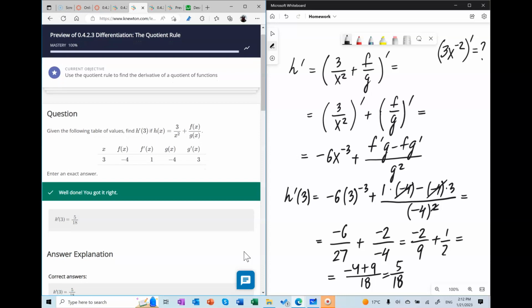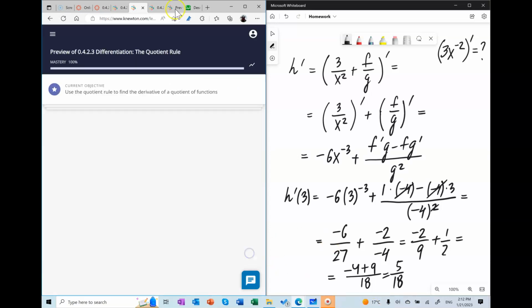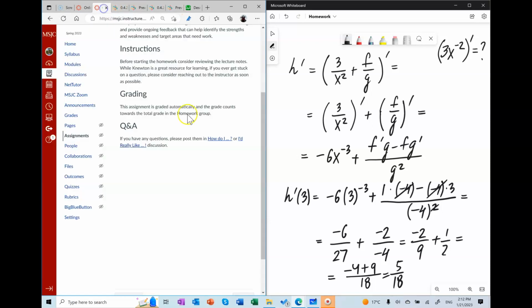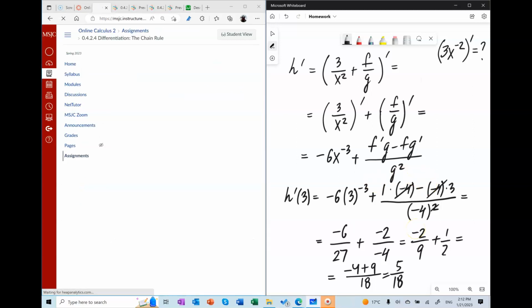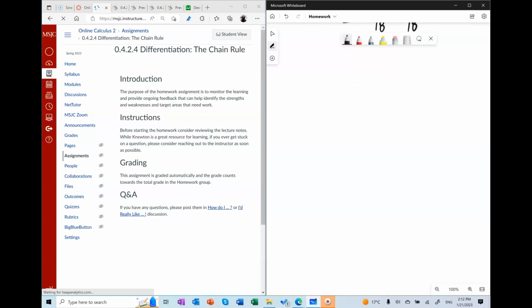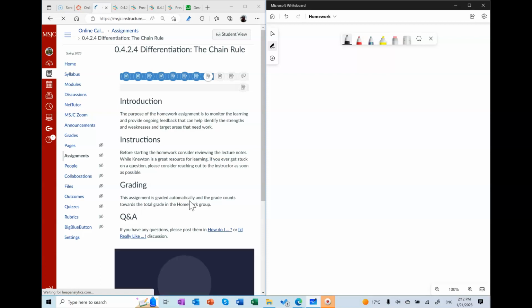And looks like we're done with the quotient rule. So the only rule that we have left is the chain rule, and it's one of the hardest ones anyway. So I hope you stuck around and you're still paying attention, because this is the one where most of the students start struggling.